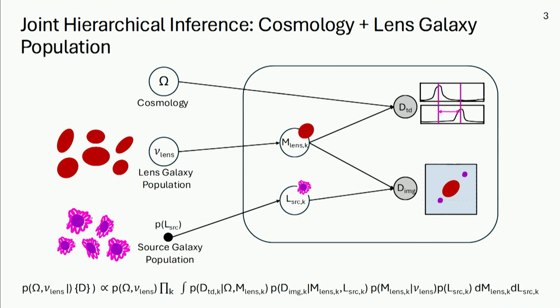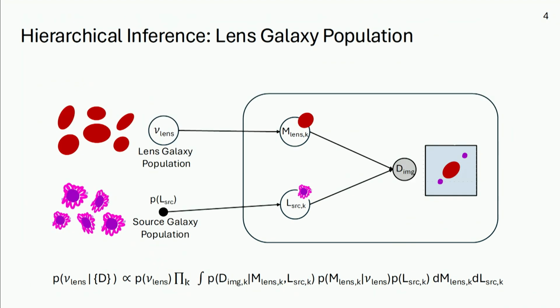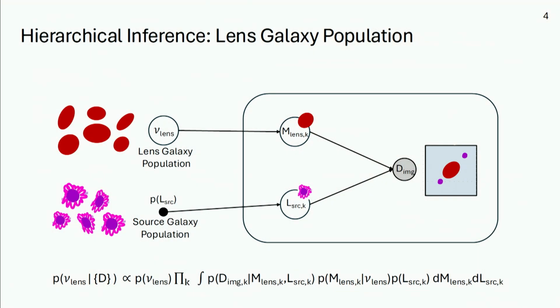So in the remaining 2 minutes, I just want to talk about a framework that I was able to apply to some real data. So basically only using imaging data, so we're going to get rid of the time delay section. What can we infer just from imaging data? From images of strongly lensed quasars, can we infer a lens galaxy population that governs those lenses?